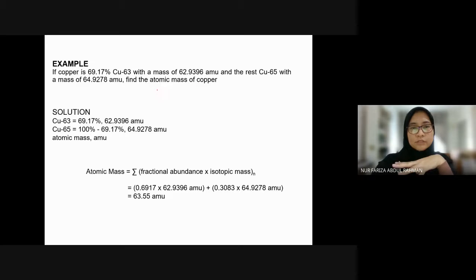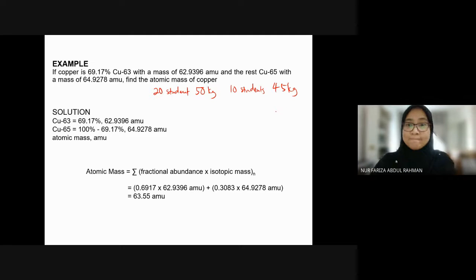So in S20, we have 20 students having a weight of 50 kilos, and then another 10 students having 45 kilos of weight. So what is the average weight for students in S20? How would you calculate this?